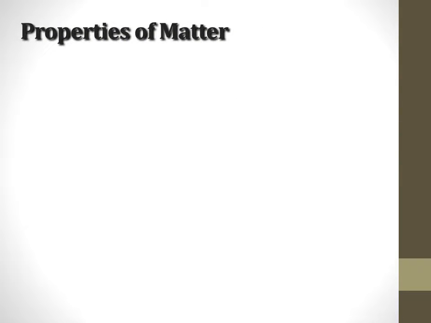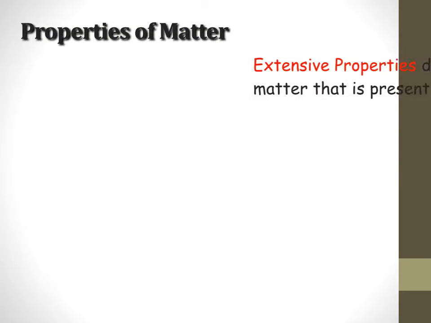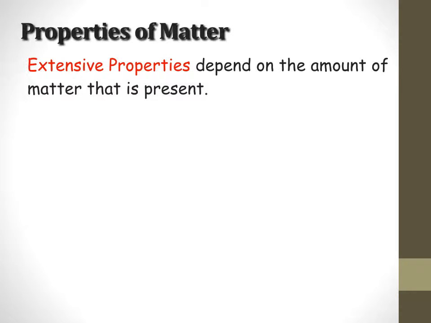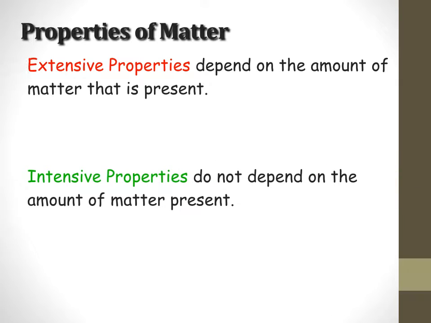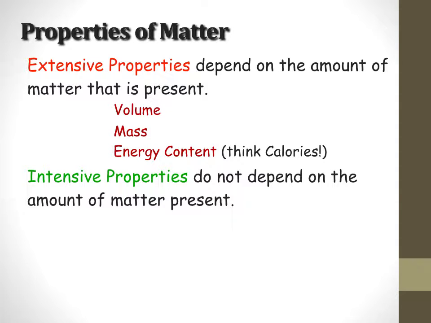There are some important properties of matter that need to be discussed. The first is extensive properties. These are properties that depend on the amount of matter that's present. And there are also intensive properties, and these are properties where it doesn't matter how much is present. So some examples of an extensive property are volume, mass, and also the energy content, like calories.